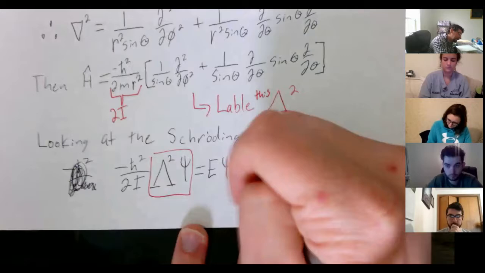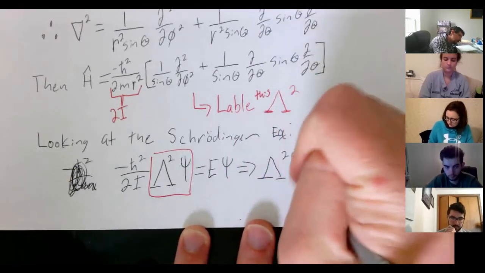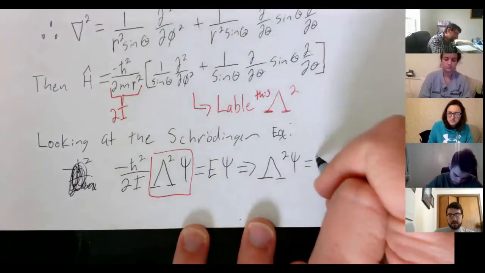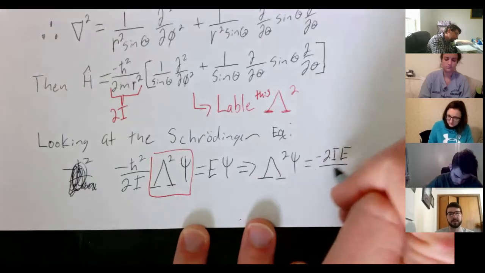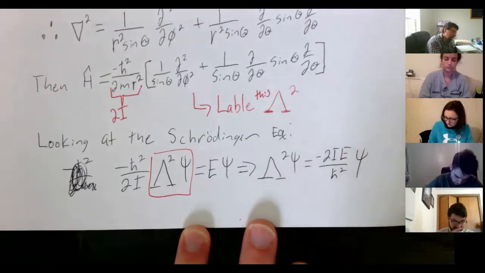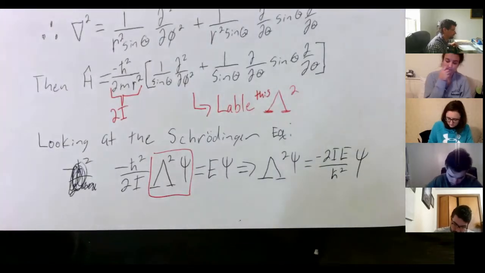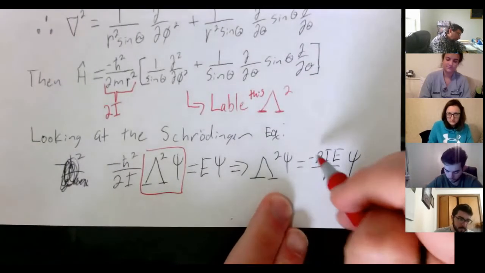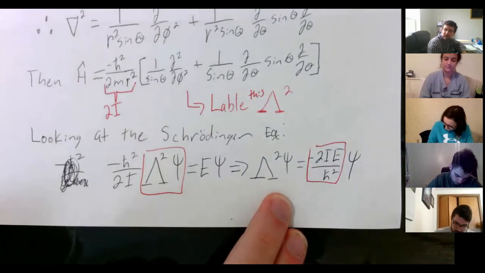So how are we going to manipulate this around? What is this lambda squared psi going to be equal to? Negative 2i over h bar squared, or negative 2ie over h bar squared times psi. Right. So we're going to try and solve this differential equation. Okay, we're going to make this a little bit simpler too. This thing here, what could we do to it?